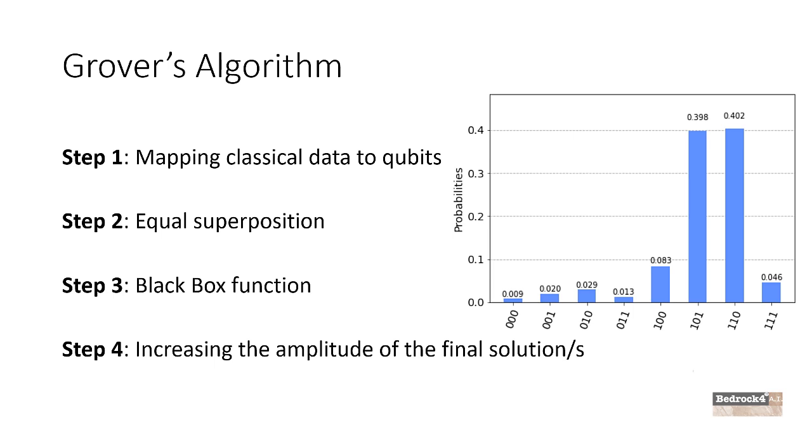If there are n items to search from, then the maximum iterations that are required to increase the probability of the correct answer is only square root of n. Hence the quadratic speedup over the classical unsorted linear search algorithm.